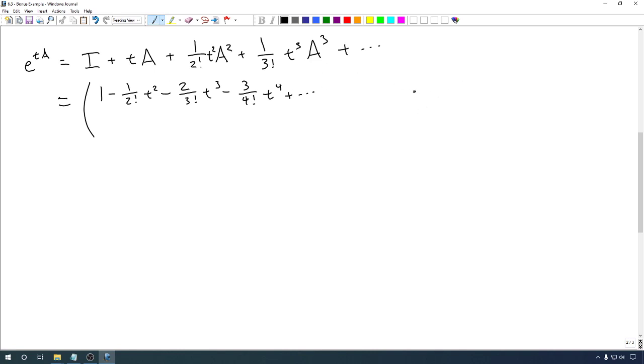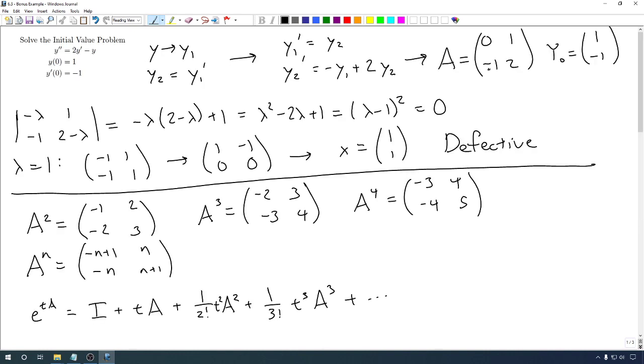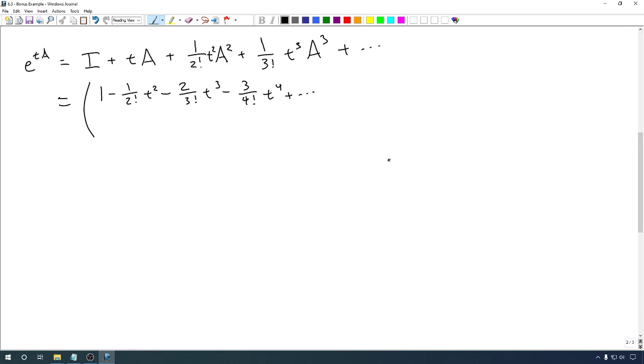We do very similar things in the other slots. So the i doesn't contribute to the second slot over here, but all the other ones do. In fact, they go as 1, 2, 3, 4, and so on. So nice pattern there. But we still have all the other stuff. We still have all the t's. So we end up getting a t plus, we have a 2 from the a squared, so we have 2 over 2 factorial t squared. We have a 3 over 3 factorial t cubed, 4 over 4 factorial t to the fourth, and so on and so forth.